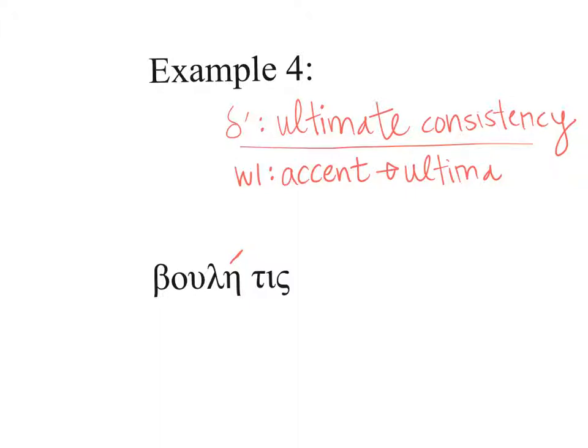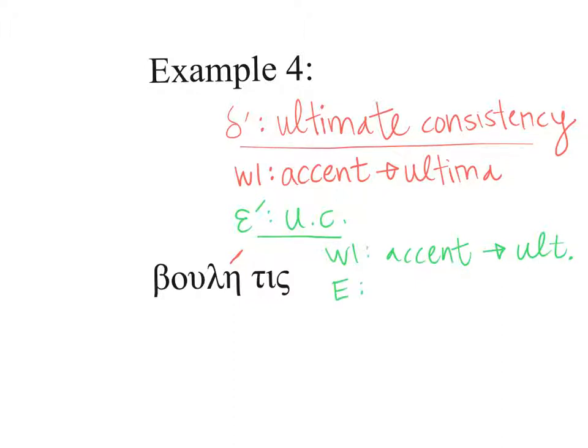Well, rule delta didn't tell us much about that, but let's turn to rule epsilon, which is sort of the continuation of ultimate consistency. And in this rule, we learn that if word 1 has an accent on the ultima, then the enclitic gets no accent. Poor enclitic. So this stays as it is. Boule tis. And this is our final answer.